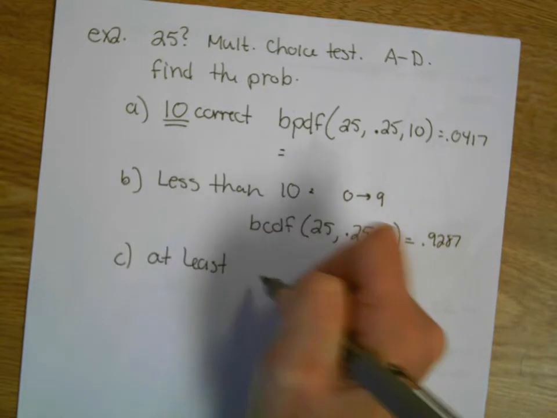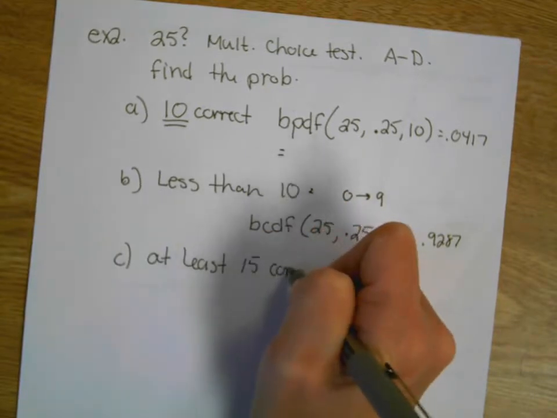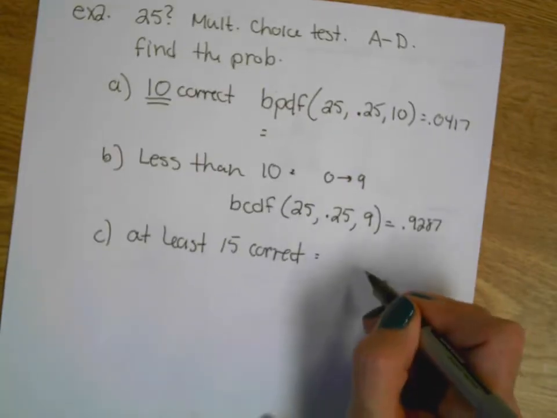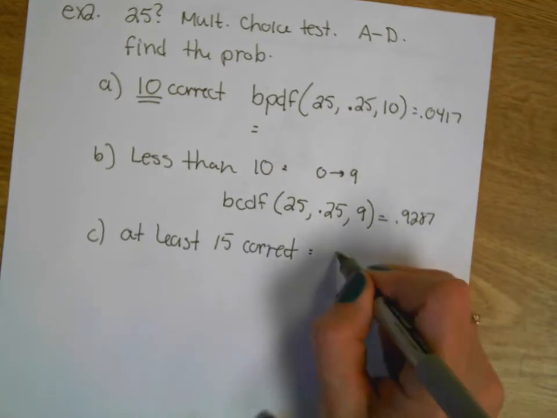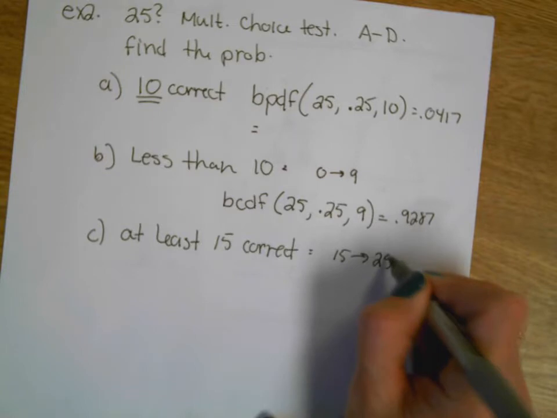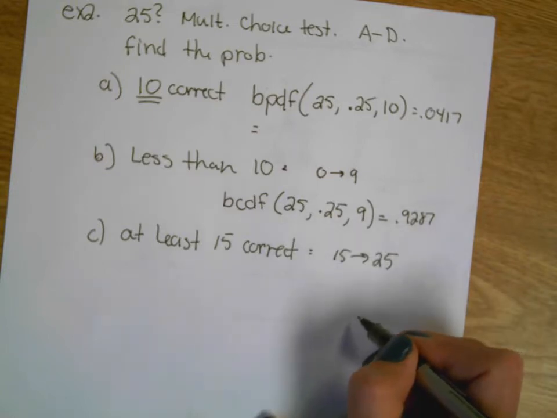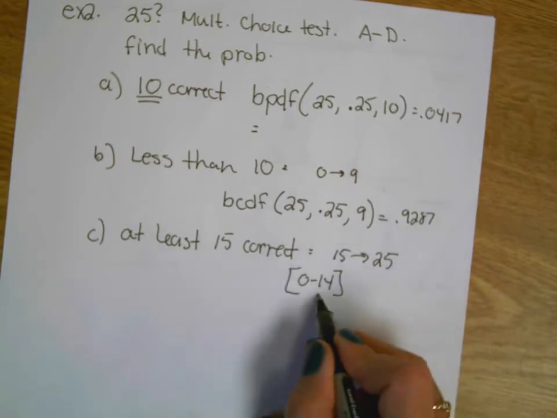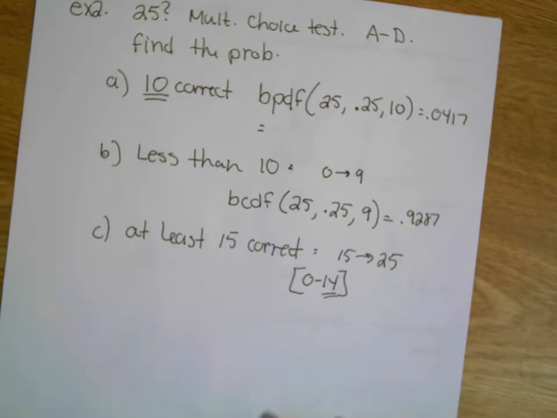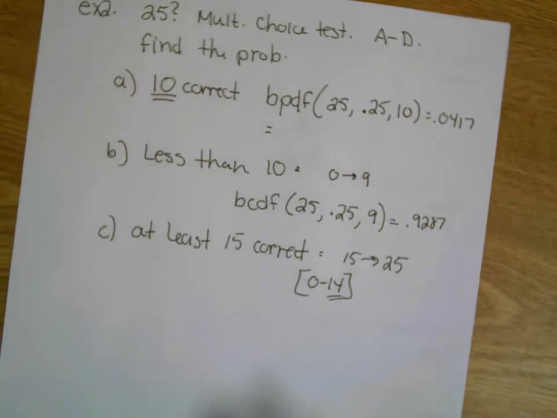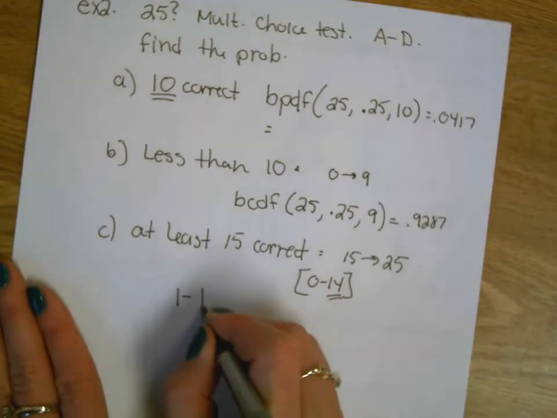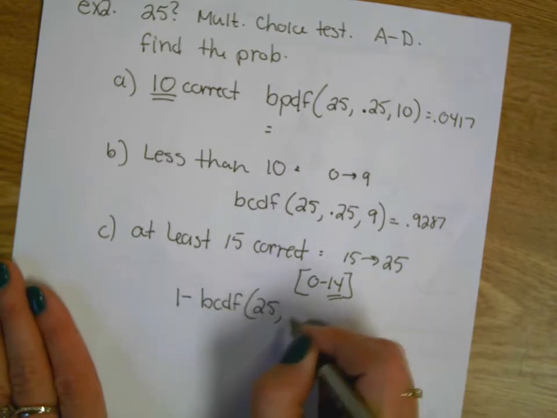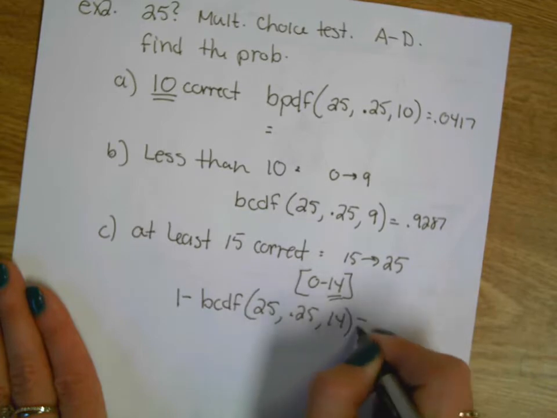Now at least 15 correct. Which means you want which one? We want 15 through 25, which means we've got to do a 1 minus what chunk? 0 through 14 is what we want to subtract off. 14 is the number that's got to go in your program. So 1 minus binom CDF 25, 0.25, and 14.